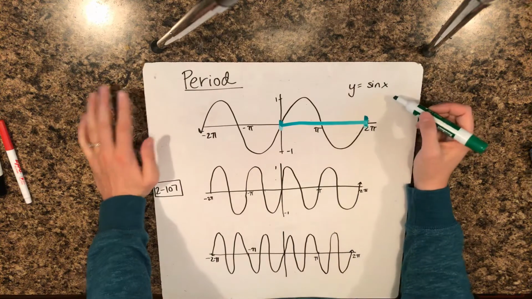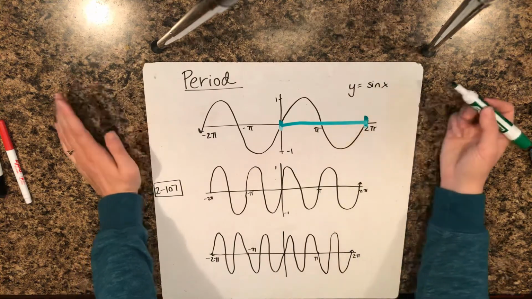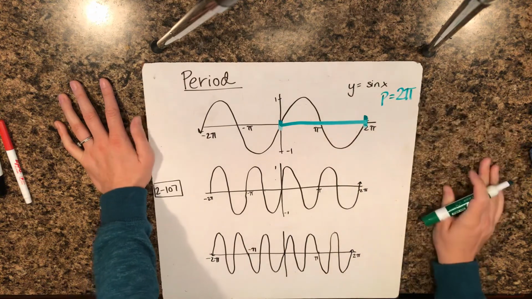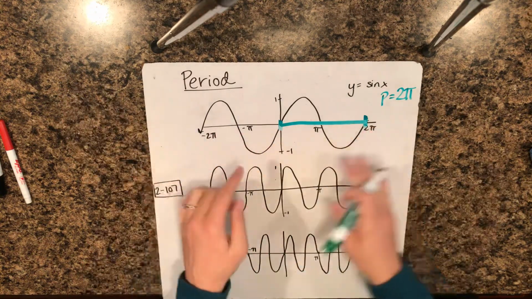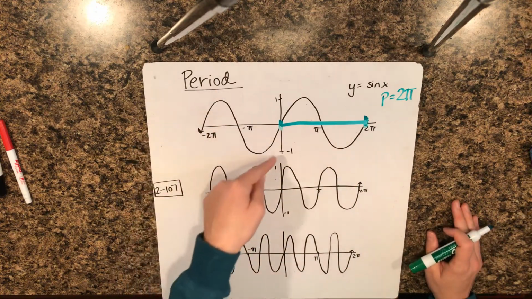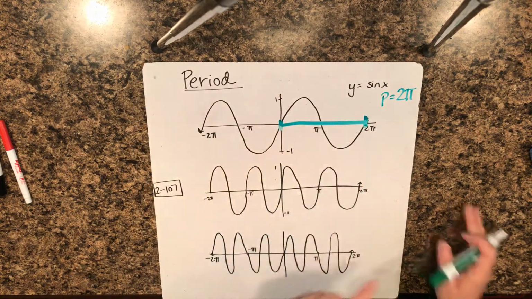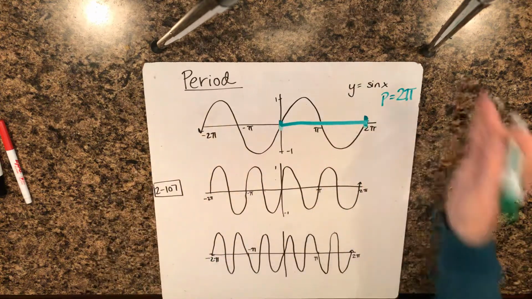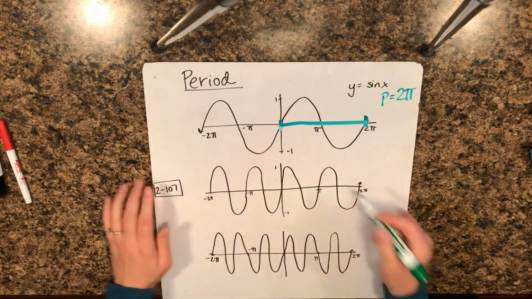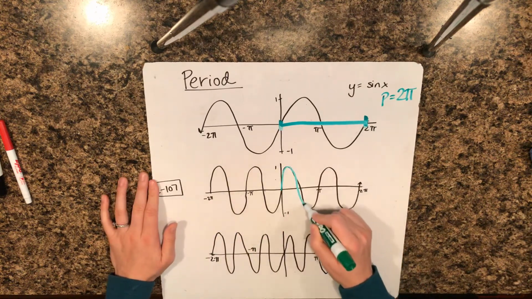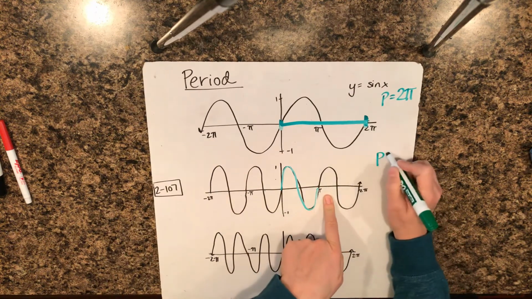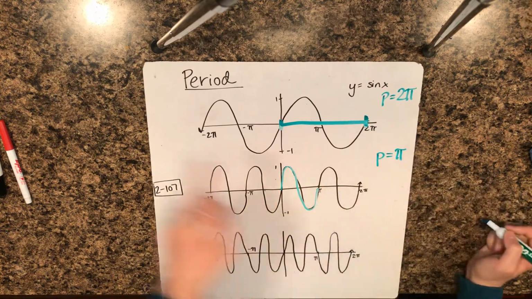So in the regular non-transformed sine and cosine graphs, the period is 2 pi. And that's what we've done the most of. So this graph here is actually showing 2 periods of the graph. It's 2 cycles. Up and down and back, up and down and back. 2 cycles. So one cycle is 2 pi. Now let's see what's happening here. This is up and down and back in just pi. So in this case, the period is pi.